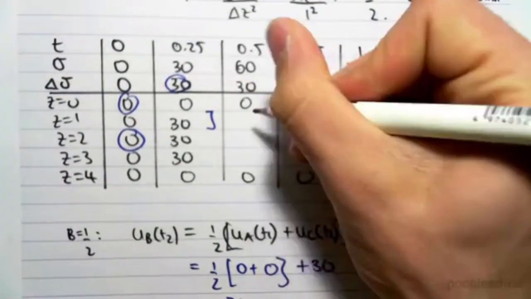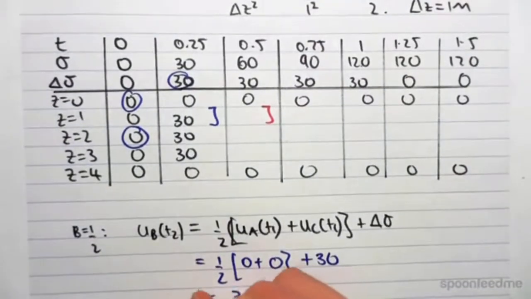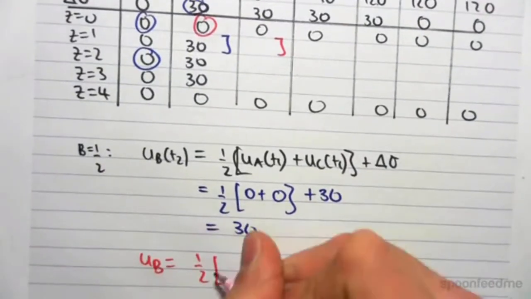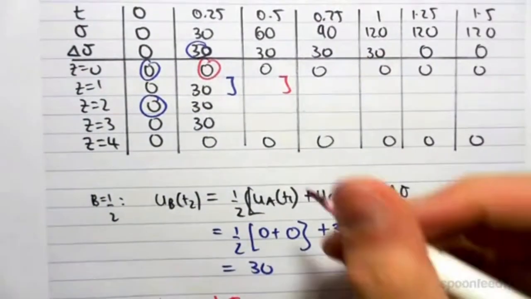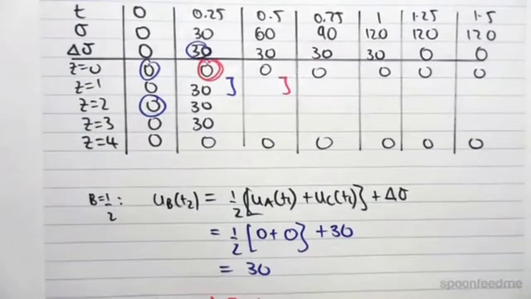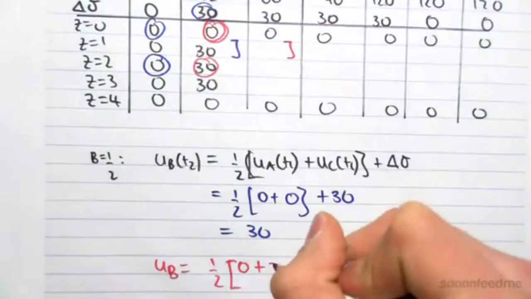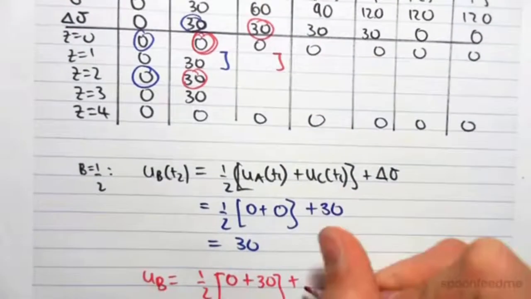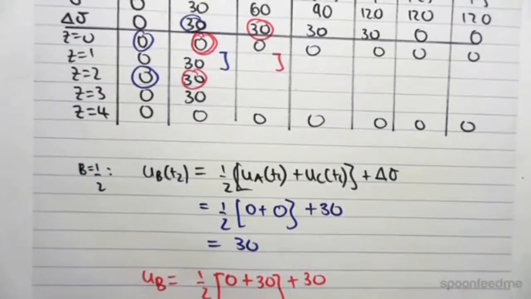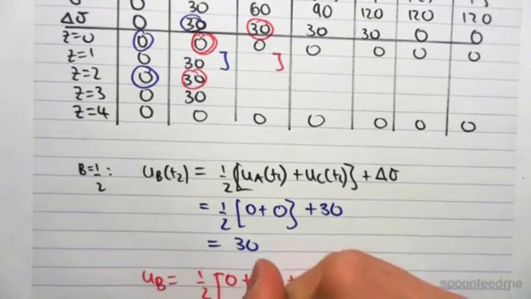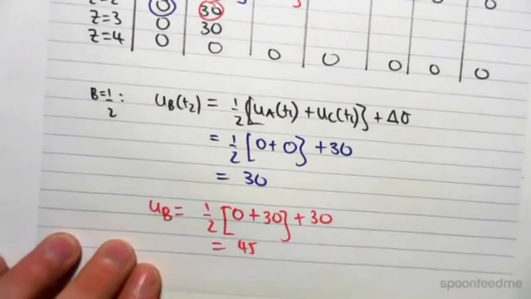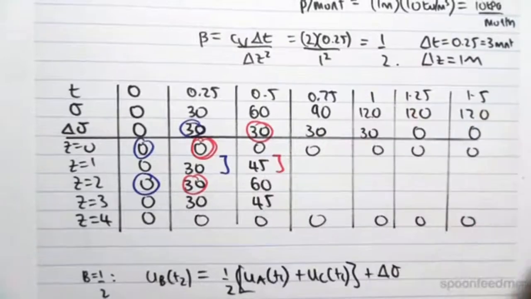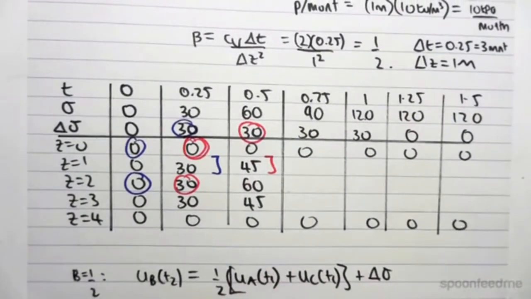If we were looking now at this case, UB would equal 1/2 of (UA, which is 0, plus UC, which is 30), plus the change in stress at this point, which is 30. So it would be 30 divided by 2, which is 15, plus 30, which is equal to 45. So we get an answer of 45. This would be 45, this would be 60, and this would be 45. I'm just going to fill in the rest for you guys. You can do it in your own time if you like.